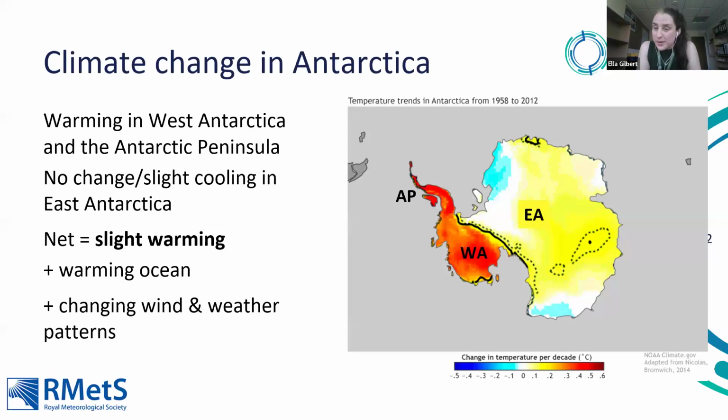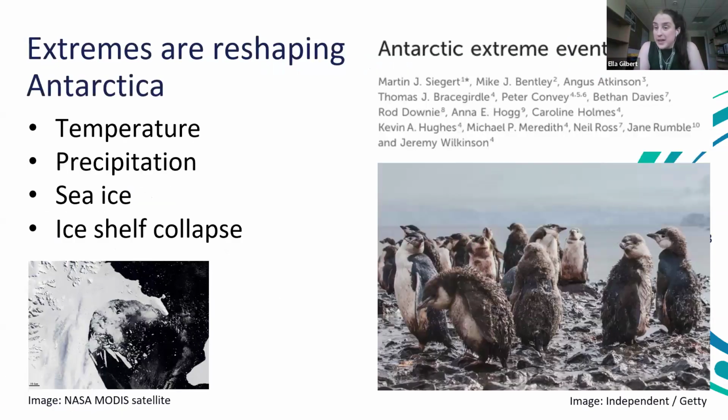But temperature is only one part of the picture, and we've seen lots of shifts in weather patterns and also a warming ocean around Antarctica, especially in this western sector. Especially in the wind changes, we have seen a shift of the very strong circumpolar westerly winds that characterize Antarctic climate towards the pole, and that's having a variety of different impacts on the atmosphere and oceans. Just like in Greenland, we see lots of extremes in Antarctica, and the number of extremes and their consequences are starting to increase.